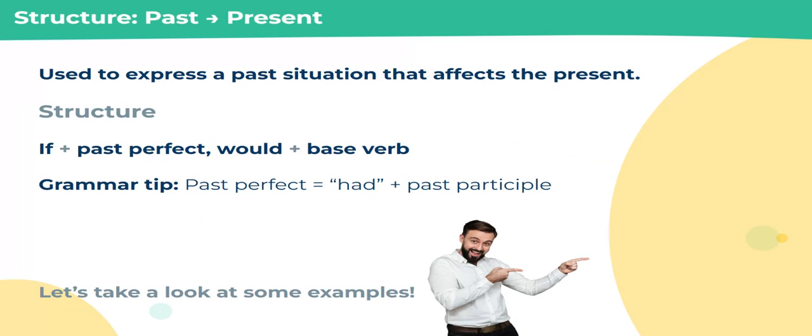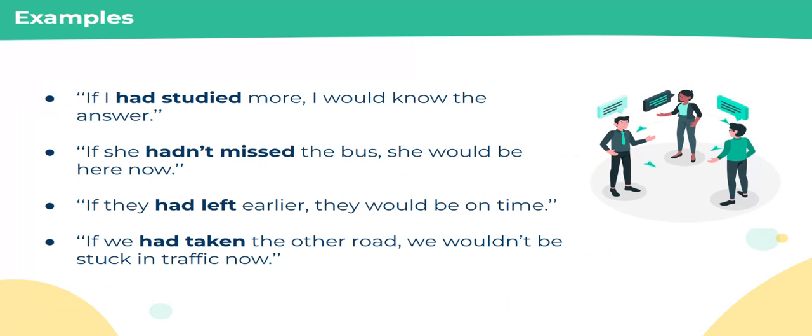So let's have a look at some examples. If I had studied, I would know the answer. If she hadn't missed the bus, she would be here now. If they had left earlier, they would be on time. If we had taken the other road, we wouldn't be stuck in traffic now. So these have if with the past, and then our other clause expressing something in the present.